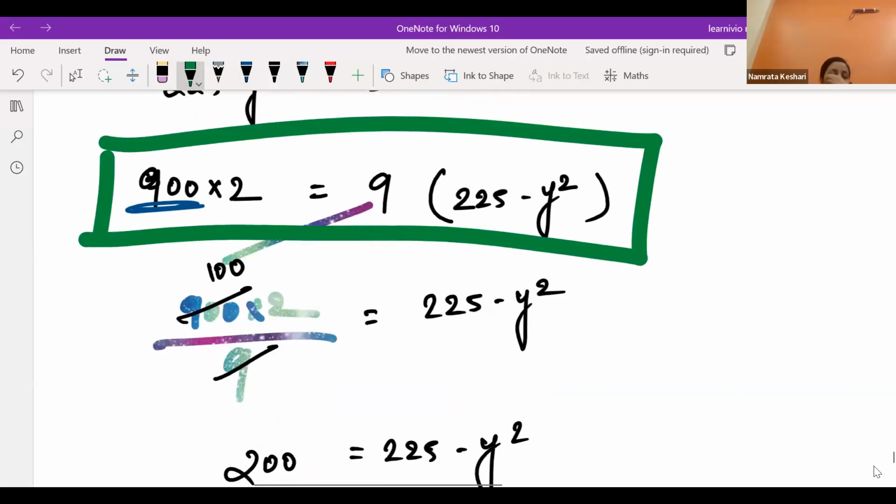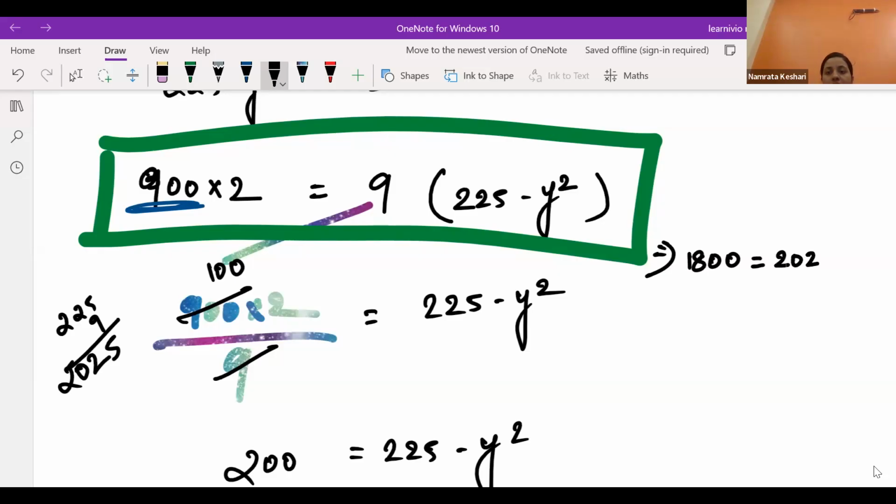Okay. I'm trying to use the basic approach. Just the distributive property on the other side. So we'll be having 9 times 225, and I have to do the multiplication. 9 times 225 gives 2025, minus 9y square. Any doubt from here to here?